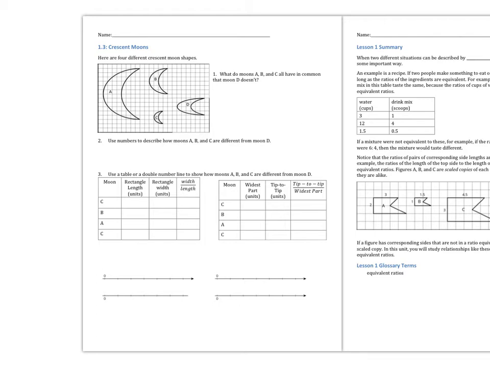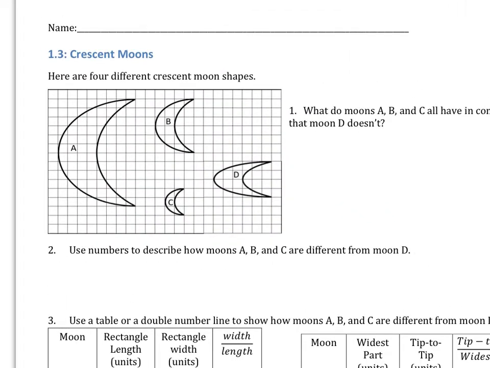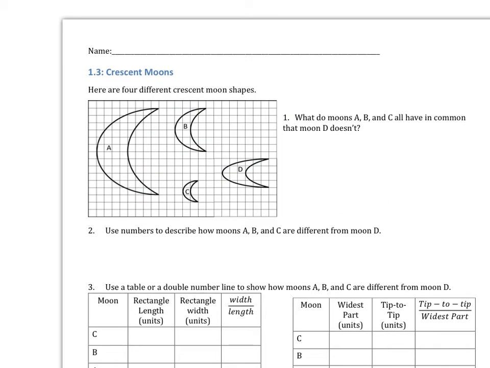So in this activity, you're presented with 4 different moons. The first thing it asks is, what do moons A, B, and C all have in common that moon D does not? So go ahead, pause the video, and just jot down your thoughts on how D differs from A, B, and C.